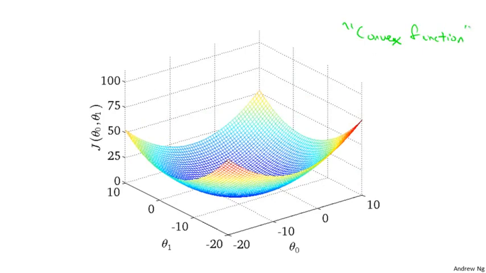And I'm not going to give the formal definition for what is a convex function, C-O-N-V-E-X, but informally, a convex function means a bow-shaped function. And so this function doesn't have any local optima except for the one global optimum. And thus gradient descent on this type of cost function, which you get whenever you're using linear regression, will always converge to the global optimum because there are no other local optima other than the global optimum.